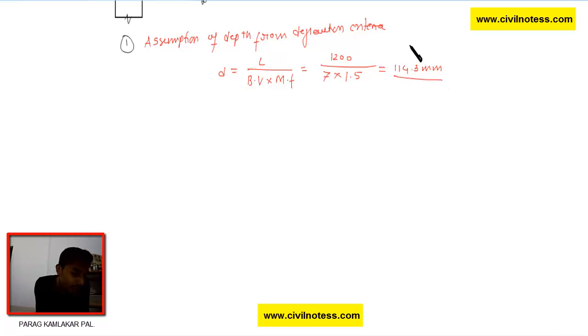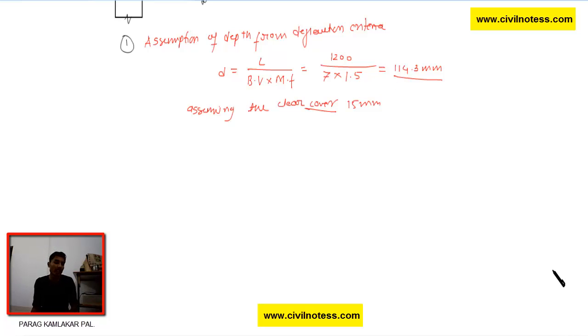After getting this, we assume the clear cover. This is the clear cover for this cantilever slab. We take it as 15 mm.